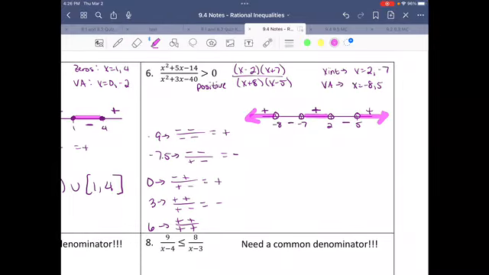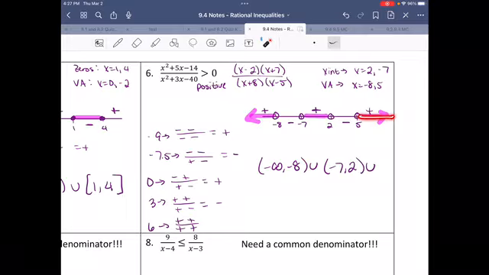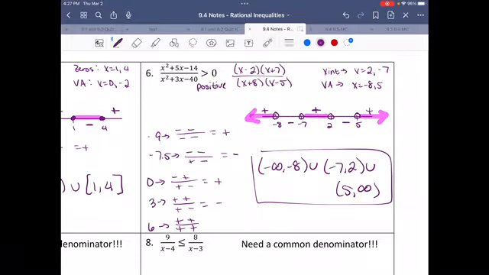All right, since I'm looking for the positive regions, I've got 3: this one, the one in the middle, and the one off to the end. So our first one, negative infinity to negative 8. The middle one, negative 7 to 2. And our last one, 5 to infinity.